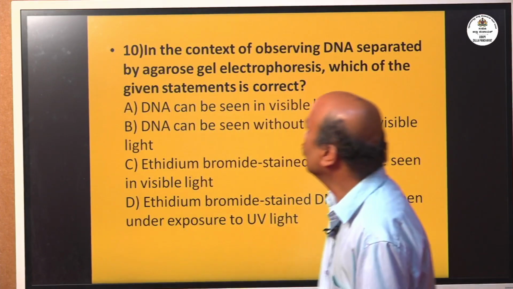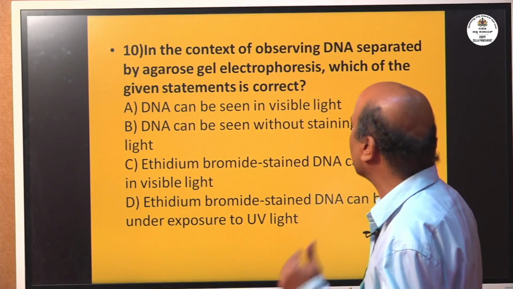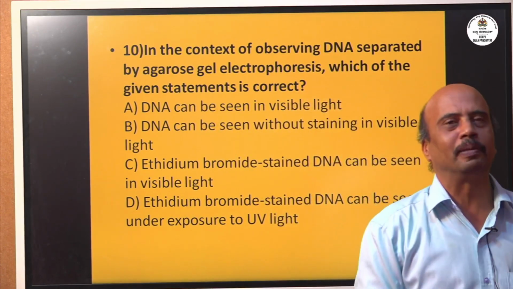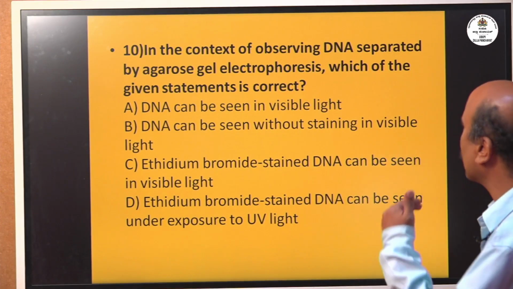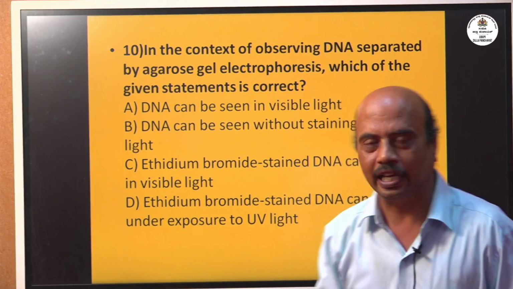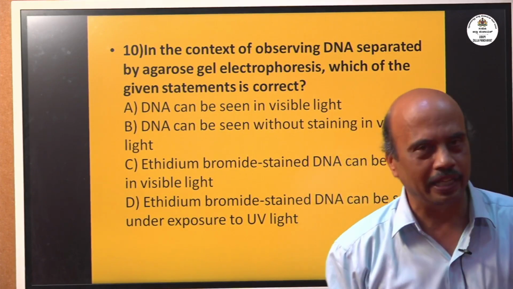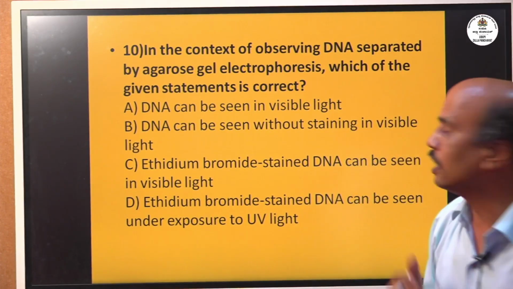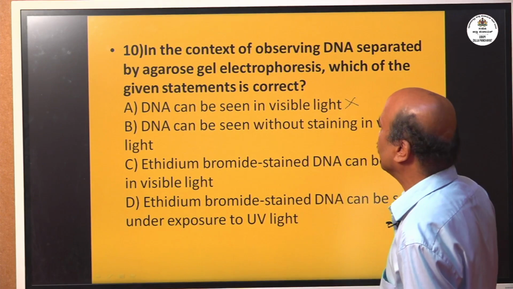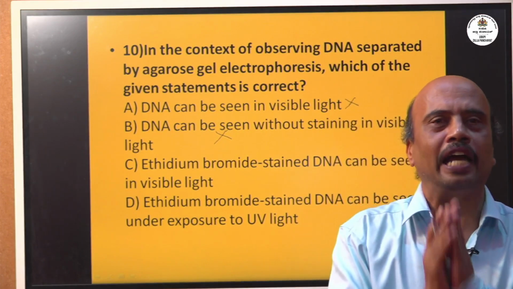Okay. Next question. In the context of observing DNA separated by agarose gel electrophoresis, which of the given statements is correct? Here we have to see which statement is correct. First option, DNA can be seen in visible light. This is wrong. You know that DNA cannot be seen by visible light. Then, DNA can be seen without staining in visible light. This is also wrong. DNA can be observed only by staining with some markers.